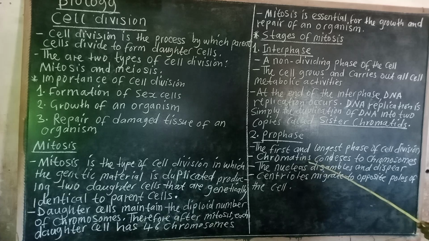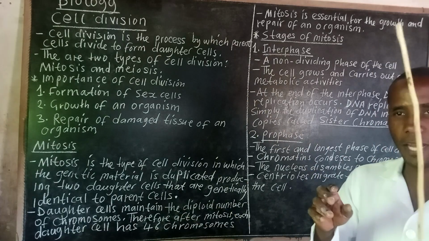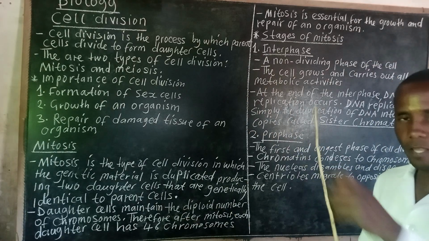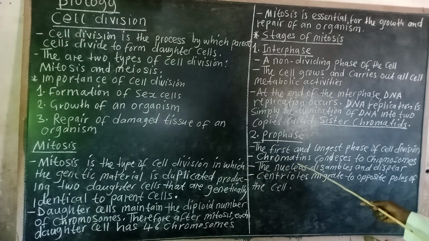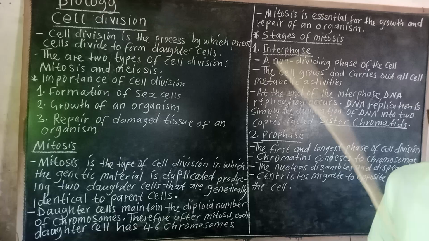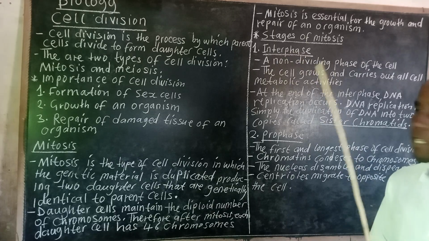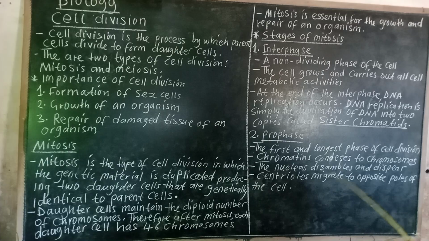Then number 2: chromatin condenses to chromosomes. Chromatin refers to those coiled threads formed during the formation of DNA. These threads condense to form what? Chromosomes. It is indicated on the diagram, which was here. They condense to chromosomes under the prophase.